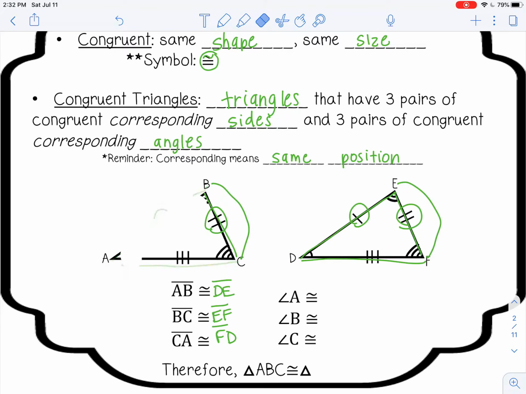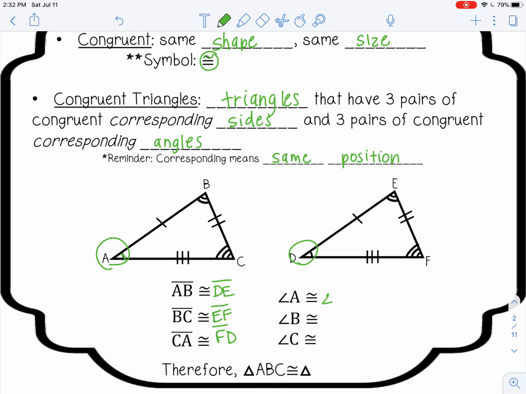All right, let me erase this, and then we're going to do the same thing with the angles. So angle A has one congruency mark, which is this little arc right here. It would correspond with angle D. They are congruent. And then angle B would correspond with angle E. Angle C with angle F. They both have three congruency markings.